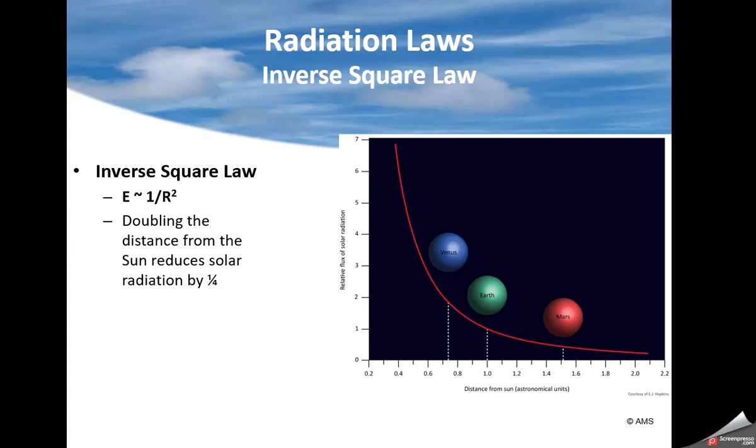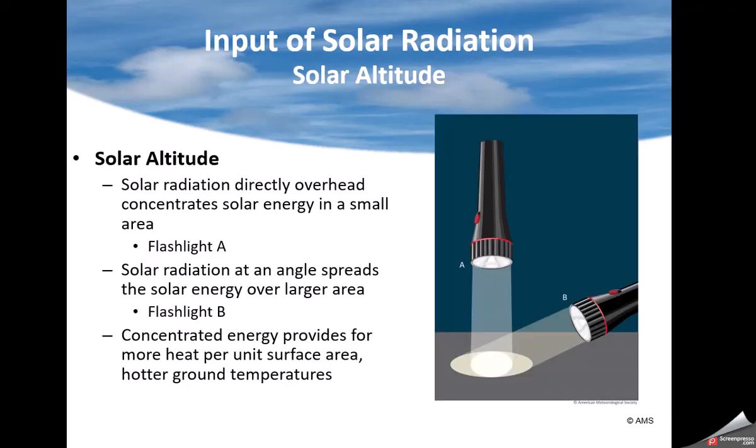So you can see very quickly the amount of energy reaching the outer parts of our solar system really reduces quickly. Now, solar altitude.